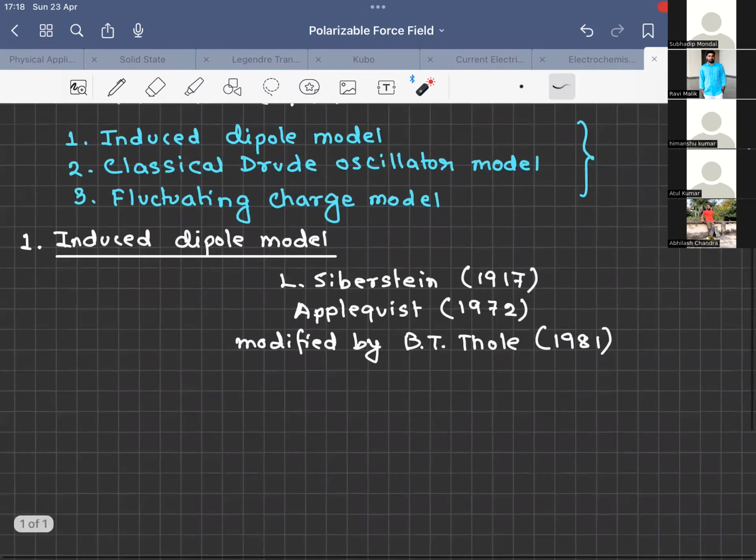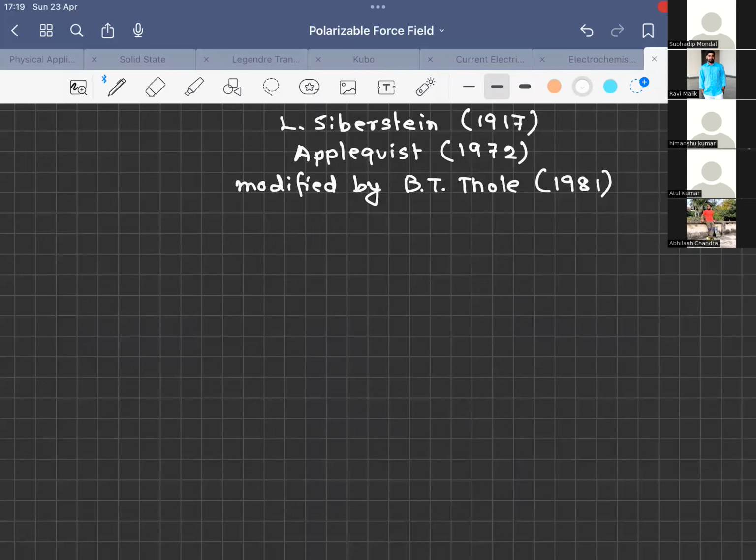Yes, yes, Subhajit. Okay, so now I'm going to discuss how this induced dipole model works. For this modeling, they have considered that your system has n different atoms, an arrangement of n atoms, each with a polarizability. Now they calculate the induced dipole moment.